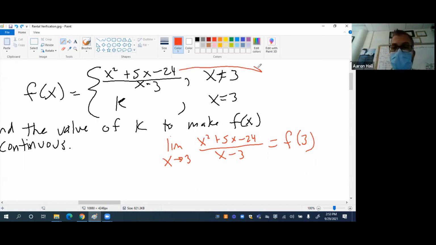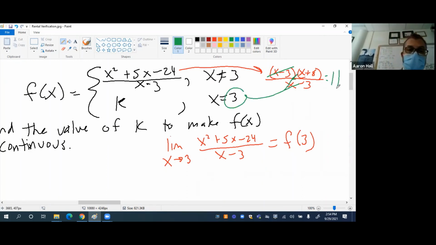So when I factor this, is this factorable? To what? x minus 3 times x plus 8 over x minus 3. Now what? You can cancel out the x minus 3. Okay, and then now you just have x plus 8, so you can just plug in 3 to get 11. So yeah, if k equals 11, then it's continuous.